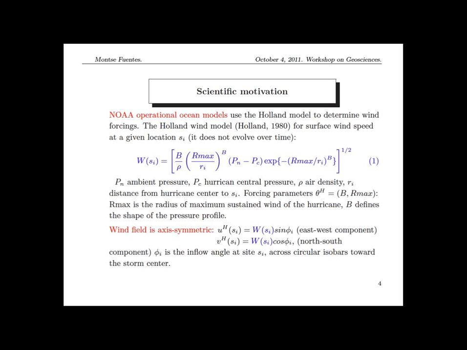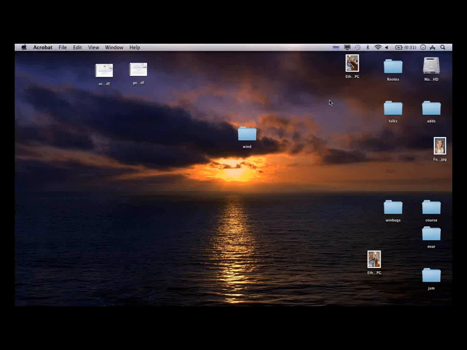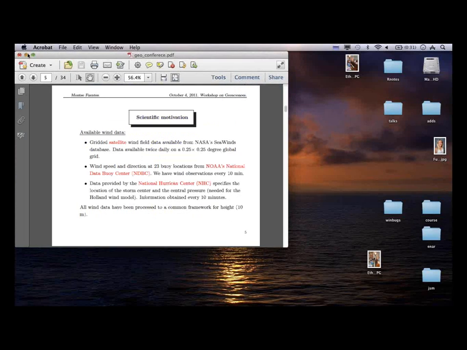Then once we obtain these W values at each location from the Holland model, we just obtain the U and V components of the wind field. So this is a symmetric model for the wind fields. With this Holland model, we obtain the input, the forcing parameters, for this storm surge model. But maybe let me show you a little bit how it looks.